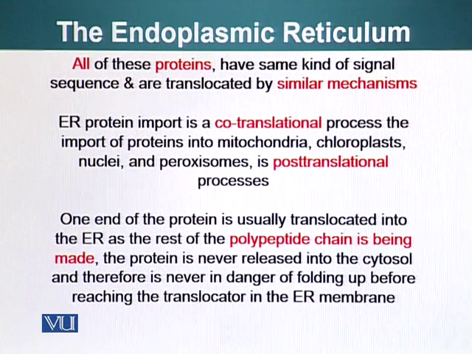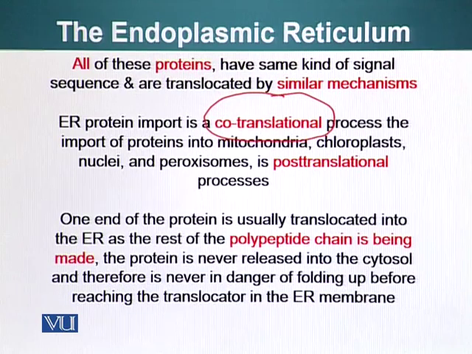All of these proteins have the same kind of signal sequence and are translocated by a similar mechanism. We'll talk about those mechanisms later, but first I would like to re-emphasize that transport is co-translational, meaning that proteins are not fully manufactured; they're partly manufactured when they bind to the ER, and as the protein is being made, it is being injected into the lumen of the ER. This contrasts with the post-translational process, which we talked about, for example, in the case of mitochondria or nucleus.